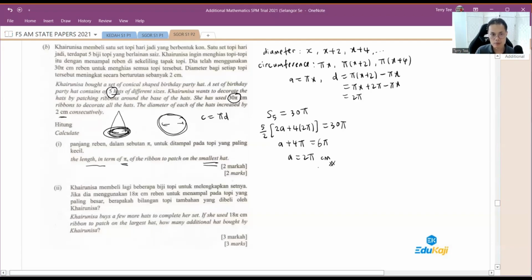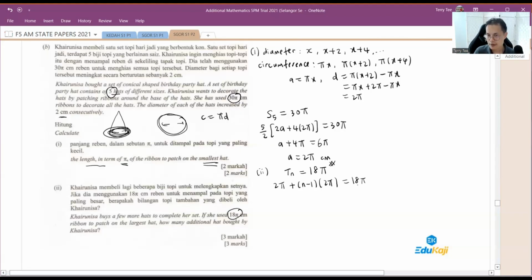Okay, now next, Carissa buys a few more hats to complete her set. She used 18 pi of ribbon to patch the largest hat. So how many additional hats were bought by her? Okay, so now we need to know what your n is. We know my a, we know our d. A and d, in fact, in this case, they are the same, but the largest hat has a length of 18 pi. So let's use a plus n minus 1 d equals 18 pi.